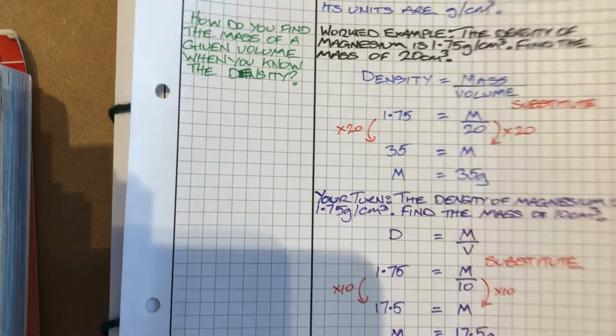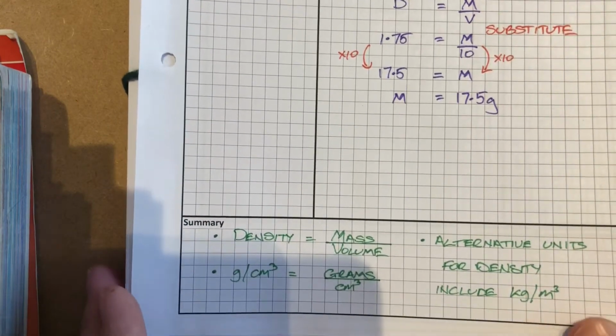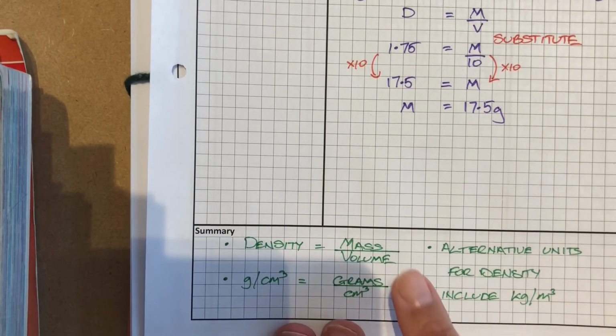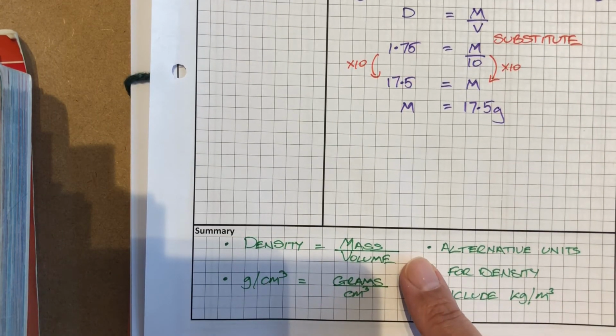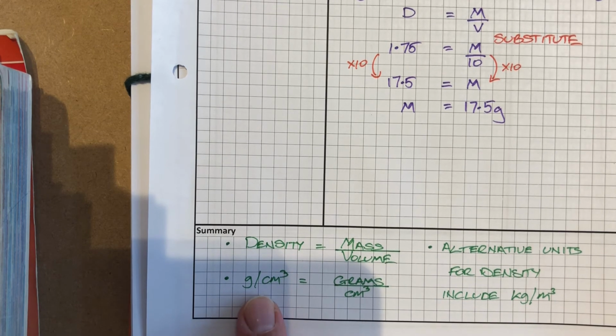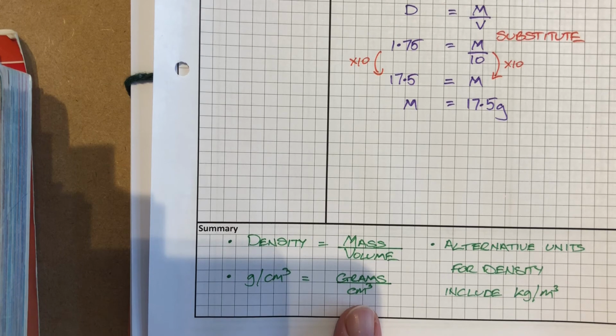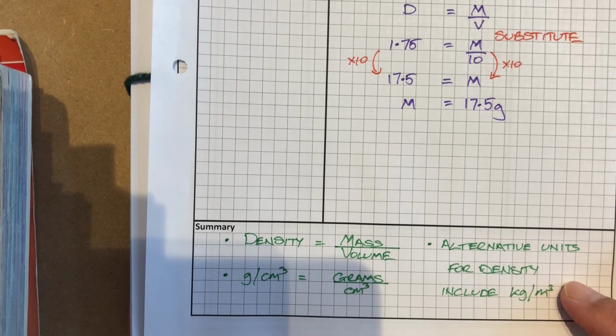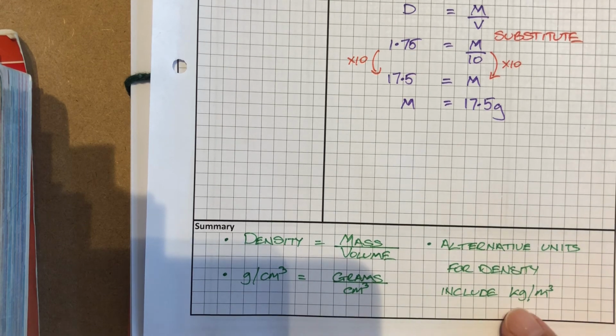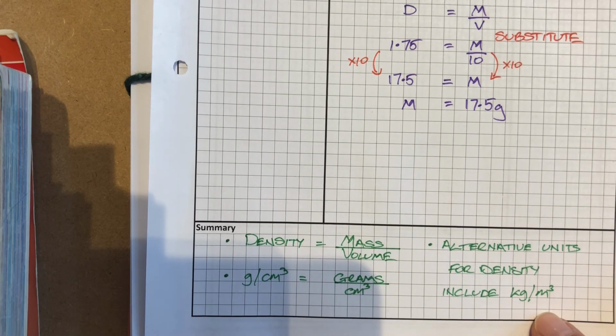Summary. Remind yourself what density is. It's mass divided by volume. Remind yourself what grams per cubic centimetre mean. They mean grams divided by cubic centimetres. And note that density could be in other units. So things like kilograms per cubic metres.